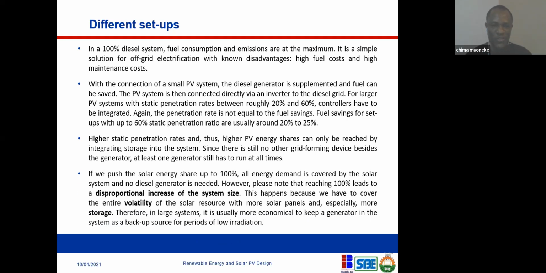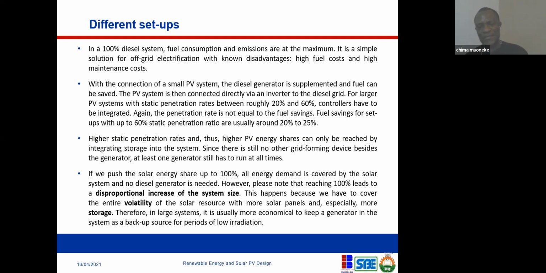Now, if we push the solar energy share up to 100%, all energy demand is covered by the solar system, and no diesel generator is needed. However, please note that reaching 100% leads to a disproportionate increase of the system size. This happens because we have to cover the entire volatility of the solar resource with more solar panels, and especially more storage. Therefore, in large systems, it is usually more economical to keep a generator in the system as a backup source for periods of low irradiation.